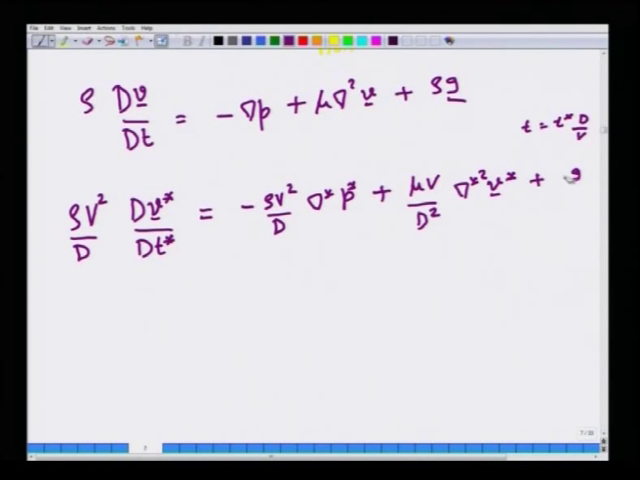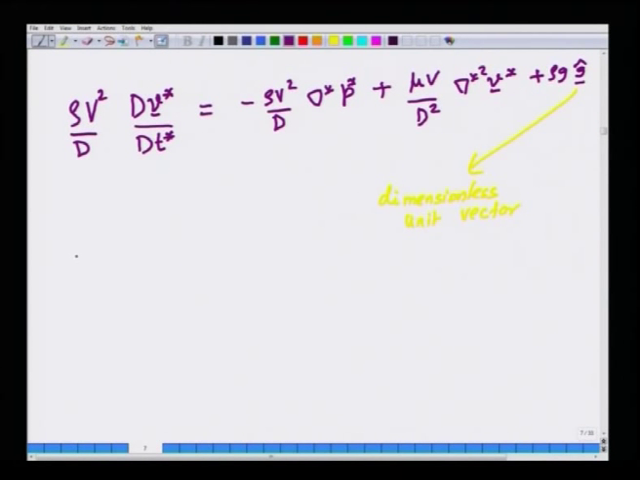Only thing I will write is, I will write g as the acceleration due to gravity times a unit vector which is dimensionless. So, this is rho g times g cap. G cap is a dimensionless unit vector. So, we are going to now multiply the entire equation by d squared by mu v. Or we can multiply the entire equation alternatively by d by rho v squared, that will be much simpler for us.